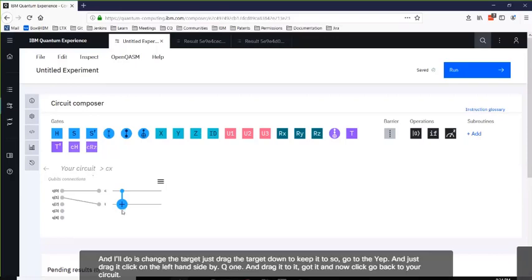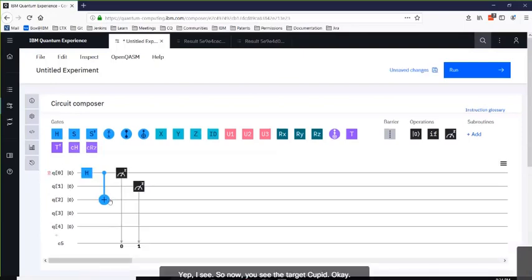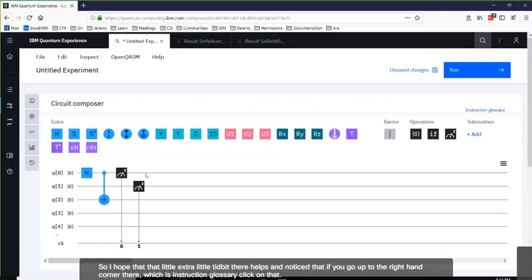And now change the target. Just drag the target down to qubit 2. Click on the left-hand side by Q1 and drag it to Q2. That's it. Got it. And now go back to your circuit. Yep, so now you've changed the target qubit, okay? I hope that little extra tidbit helps.